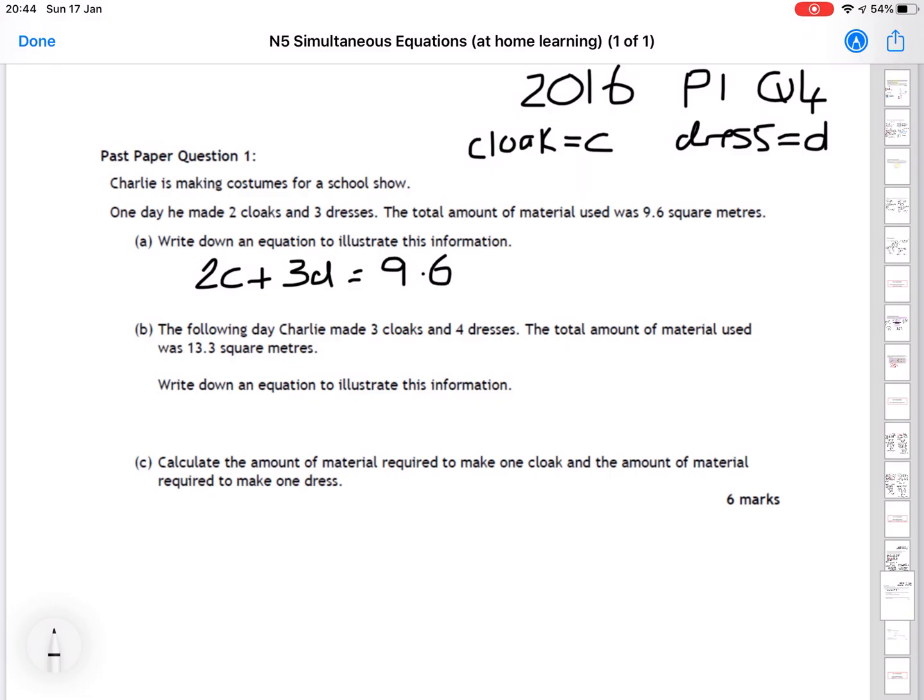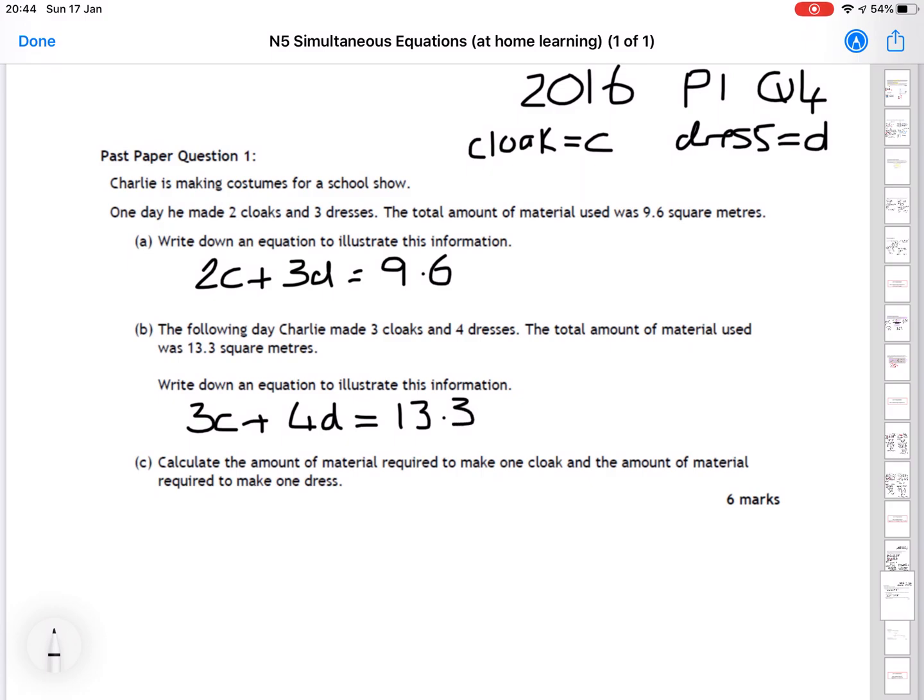Okay, part B, we have a similar situation where we have 3 cloaks and 4 dresses, and our total amount of material here is 13.3 square metres. So again, we're going to write down an equation to illustrate that. So we would have 3C plus 4D equals 13.3.